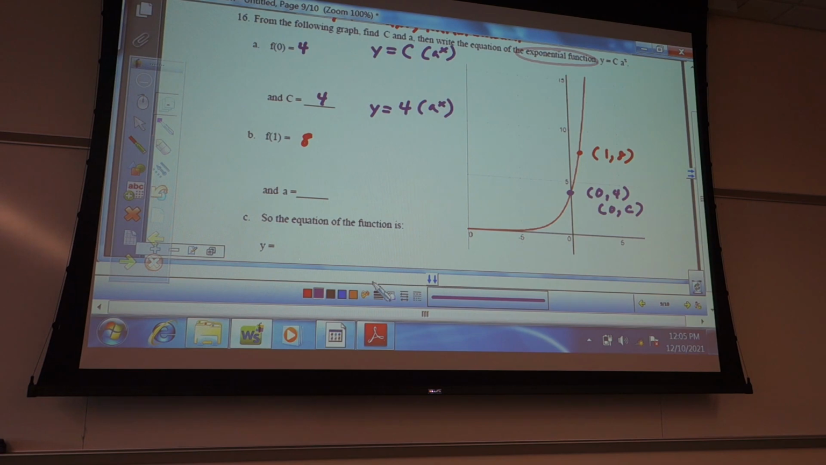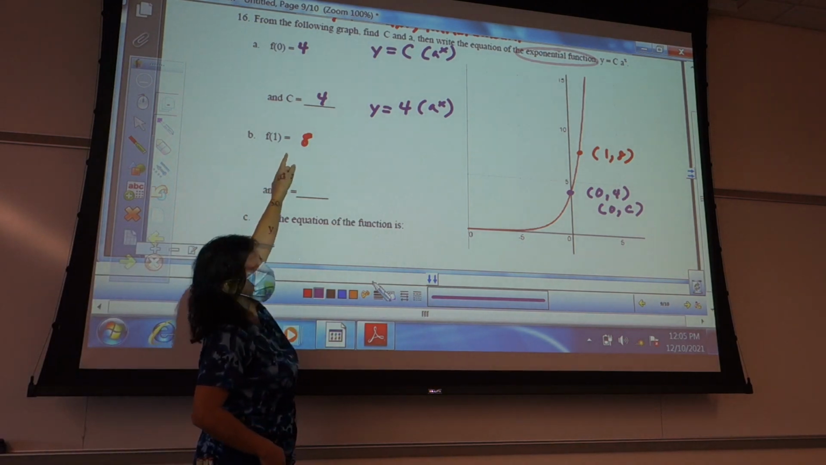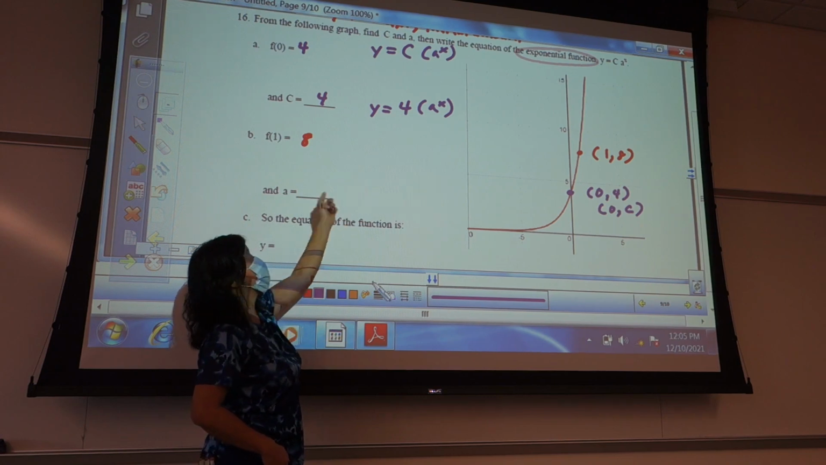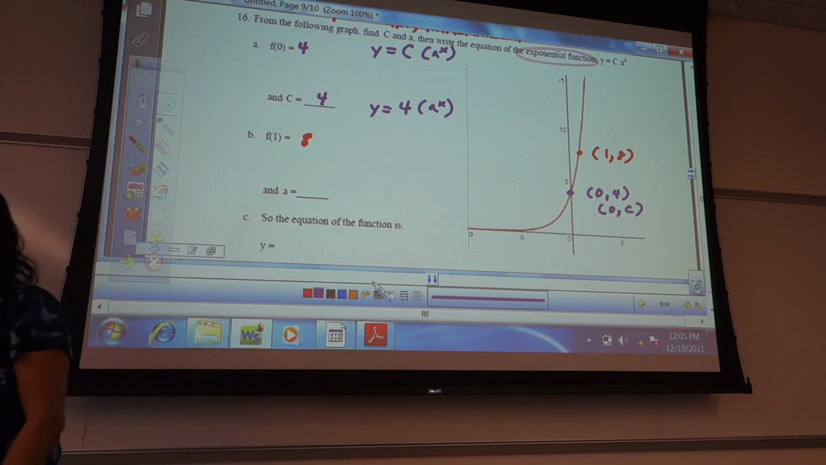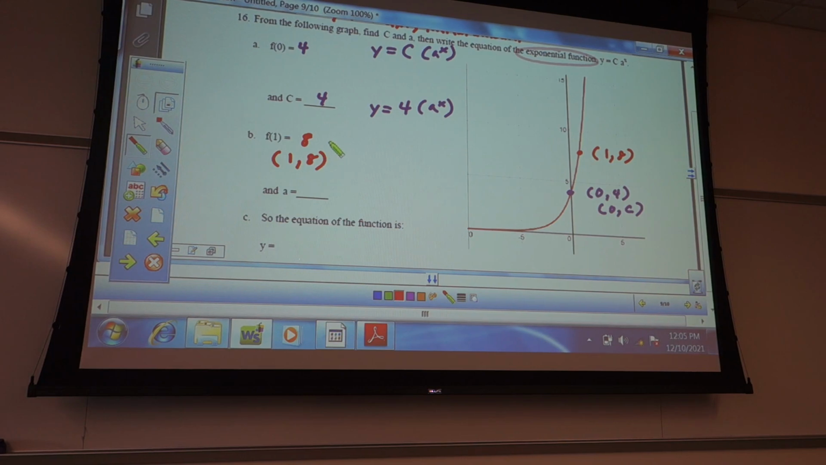Everybody okay with me on that part? All right, so now we have a new point. We know that when x is 1, y is 8. Put those in and solve to find a. So we're going to substitute in the point 1, comma 8. This is 1 point, 1 moment in time. I can use that 1 moment in time and put that in for x and y to solve for a. Everybody do that.